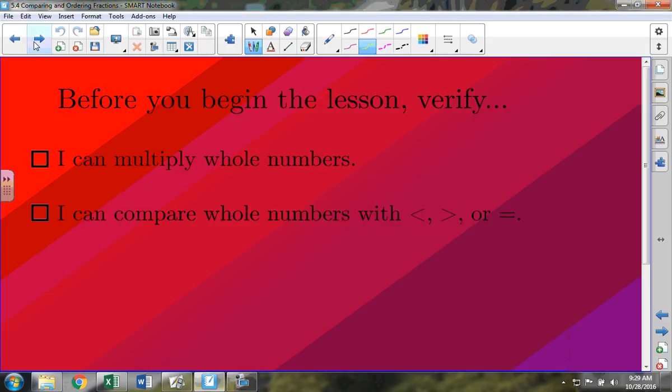Now, a couple of skills that we have to have going into this: you have to be able to multiply. We are going to use multiplication a lot, and you also need to be able to compare whole numbers. You already have to know what less than, greater than, and equal to are because we're going to use them.